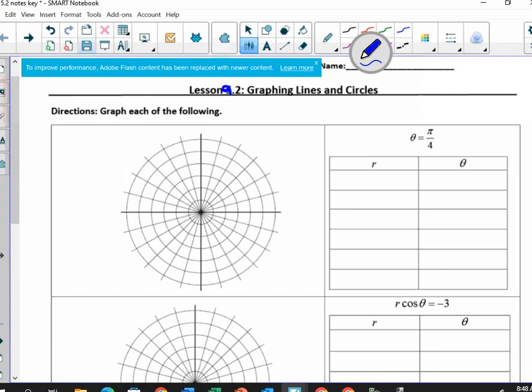Time to do that. I think you'll be okay. It's just lines and circles. It's not super complicated today.